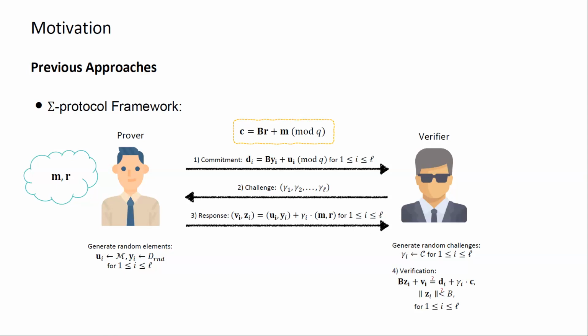So because we are now focusing on the zero knowledge proof, what we really need to be interested in is this response part. As you can see, the response VI comma ZI actually contains partial information of M and R, which are the target of this proof.